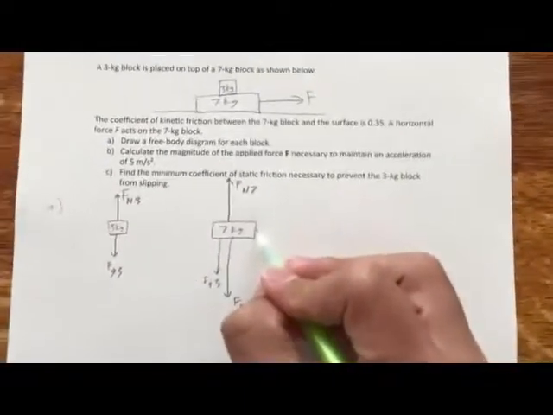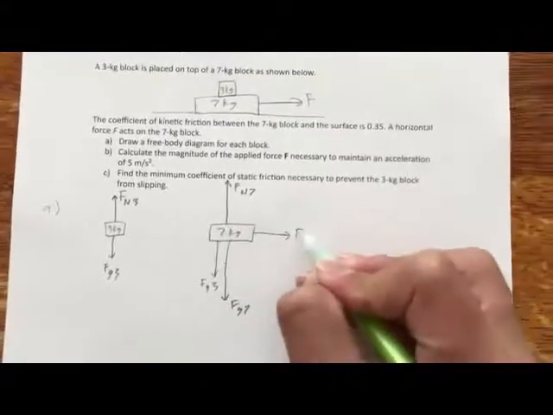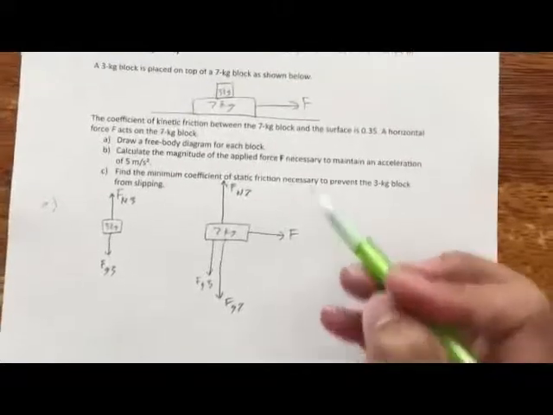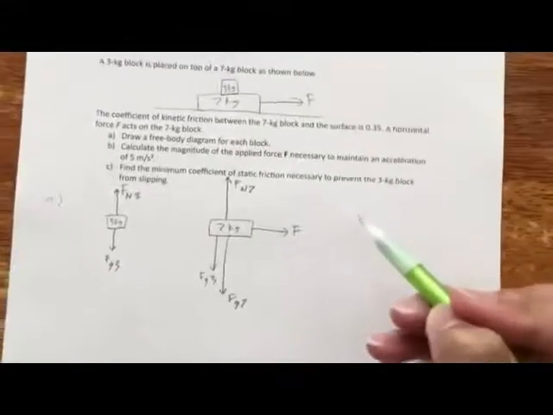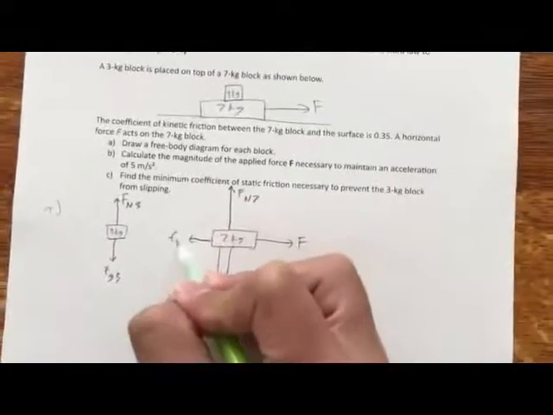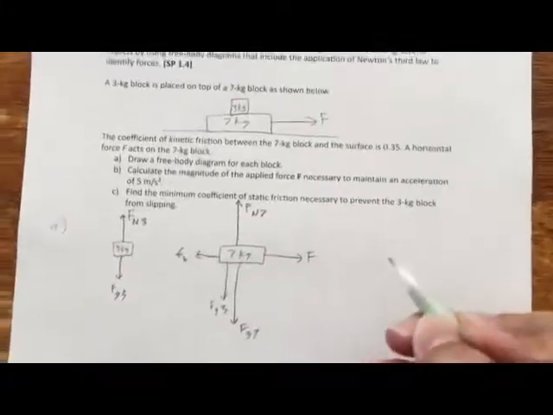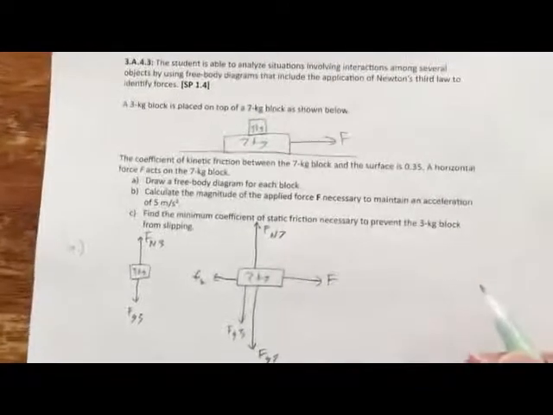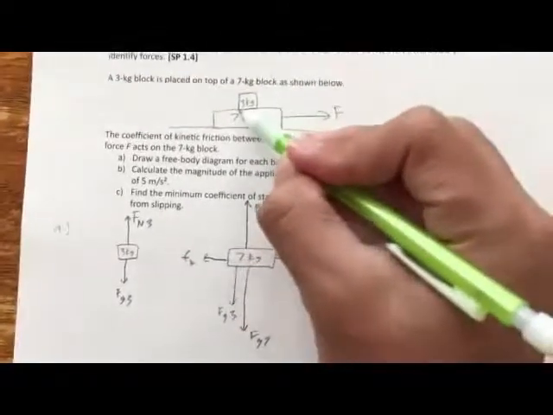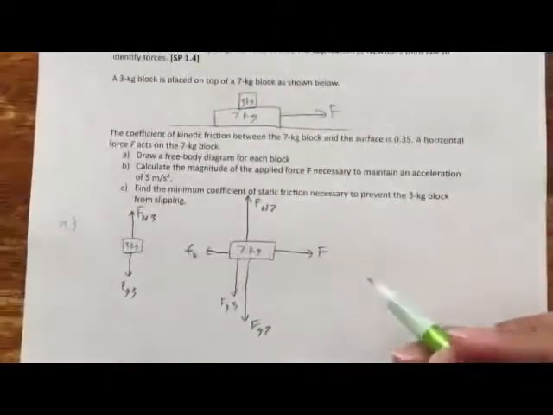As given by the problem, there is also a horizontal force F, and also given by the problem, there is a coefficient of kinetic friction between the 7 kg block and the surface, which indicates that there is kinetic friction. But we're not done yet, because nowhere in this problem does it say that both of these blocks are frictionless, meaning that there's still friction in between these two.